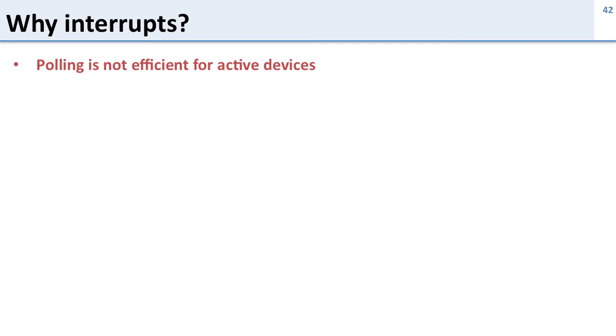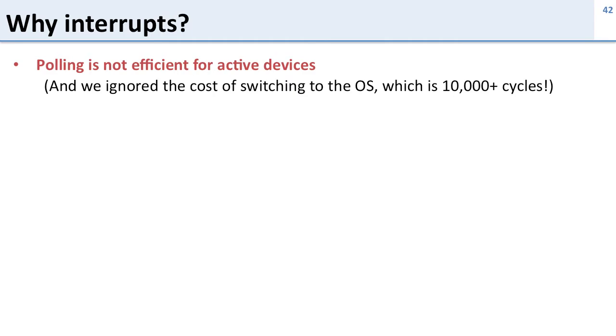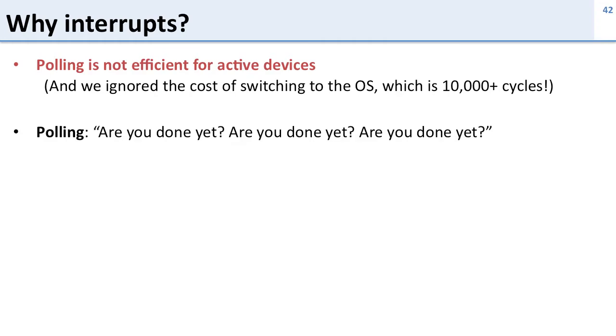So why interrupts? The reason to do interrupts is because polling is not very efficient for devices that transfer a lot of data. And we should also note that in the previous example, we assumed it was free to switch between a program and the operating system, when in reality it takes a lot of cycles to do that. So those results were very optimistic.